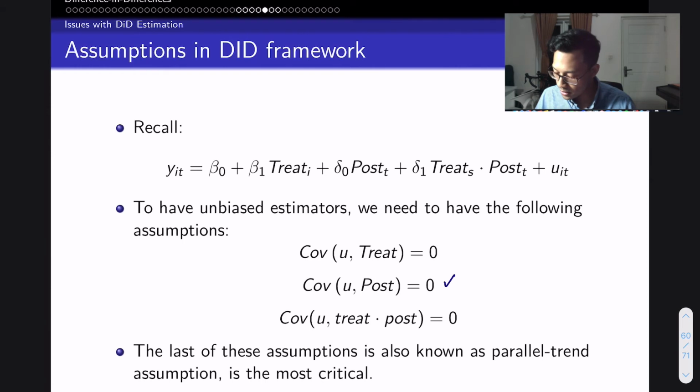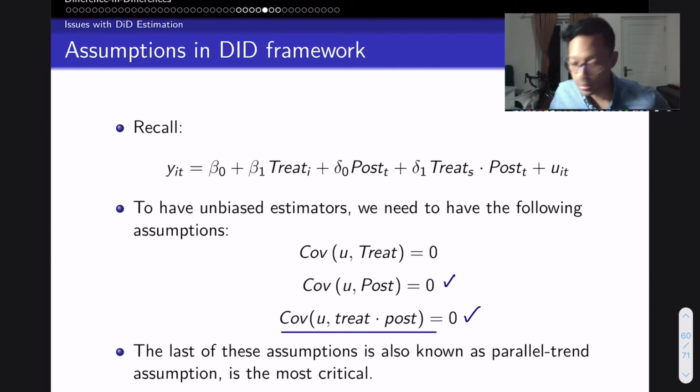The last assumption here is also known as the parallel trend assumption, and this is the most critical assumption. Suppose that there are factors that we do not observe that are specific to a particular subgroup, either the treatment or the comparison group, and that affect the trend. Then the whole parallel trend assumption is going to falter and we're not going to be able to get an unbiased estimate from the DID. So the parallel trend assumption is quite crucial for the DID setting.